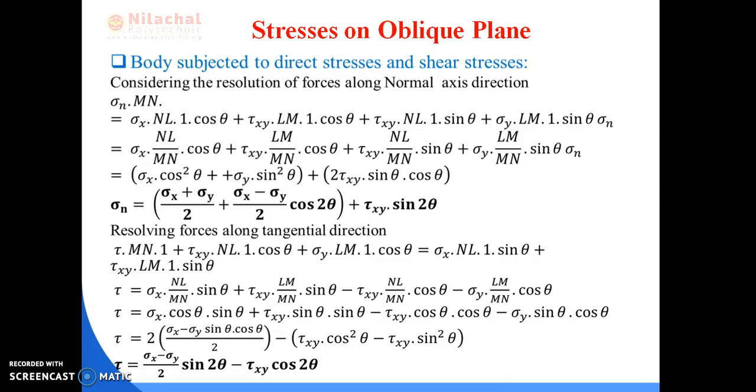We have to use these formulas: sigma n is equal to sigma x plus sigma y by 2 plus sigma x minus sigma y by 2 cos 2 theta plus tau xy sin 2 theta. Again, shear stress is equal to sigma x minus sigma y by 2 sin 2 theta minus tau xy cos 2 theta. In this way, we get the value of shear stress and normal stress on a body.